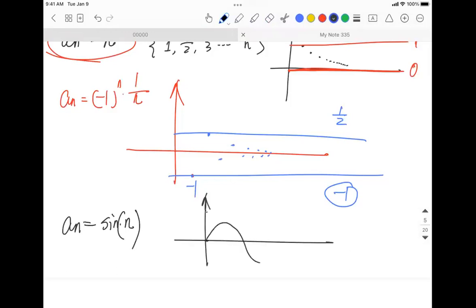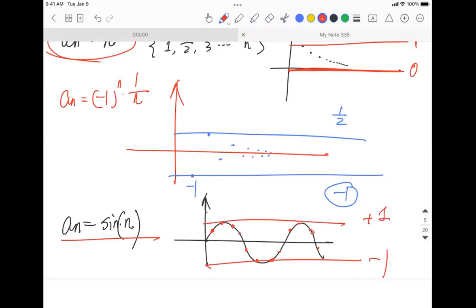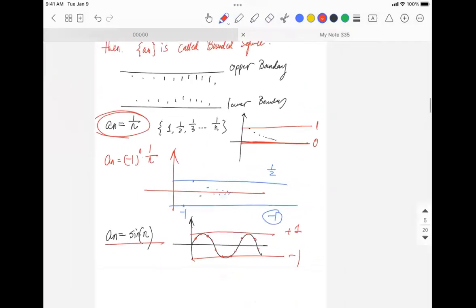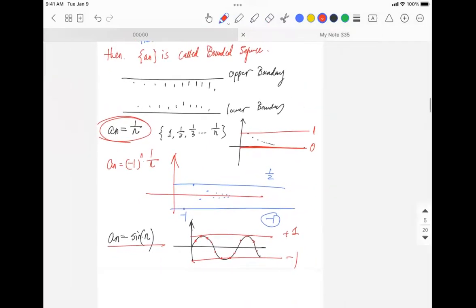Basically, this function goes like this. As long as n takes all the values from here, you'll be able to see the value of sine n is always between positive 1 and negative 1. Long story short, this is also another way to present a sequence fluctuating between two values. So these are quite understandable, quite basic, right? These are the basic concepts of a sequence.